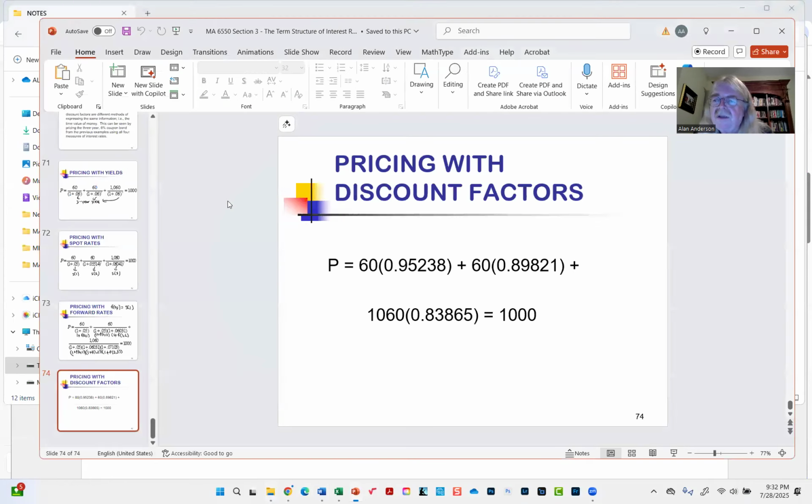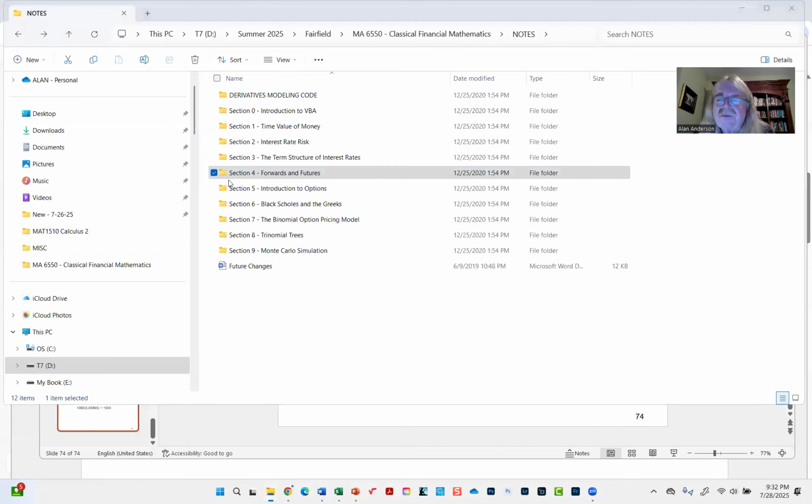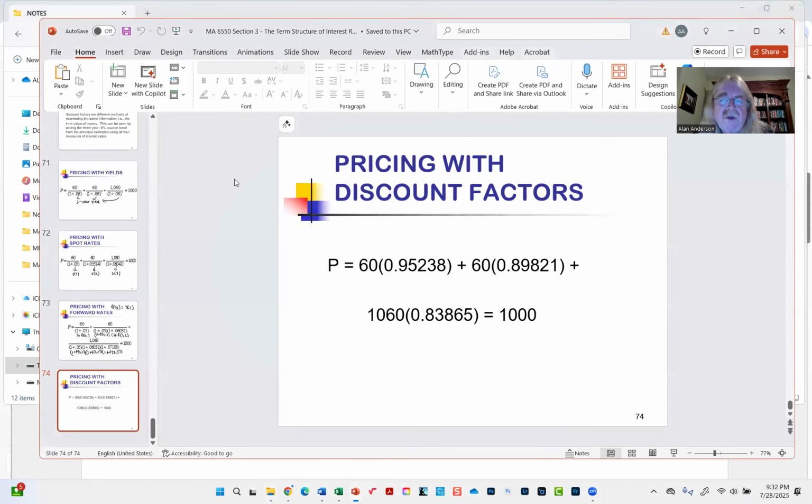Anyway, I think we'll stop here. And the next time we get together, we'll finish up this discussion about forward rates of interest, and then we'll move on to derivatives, one of the most exciting topics there is. And they're also very, very quantitative, as you can imagine. So we'll take care of that next time, and I'll see you then.